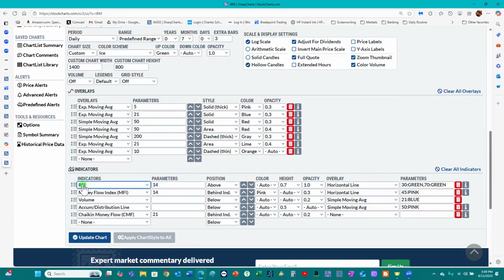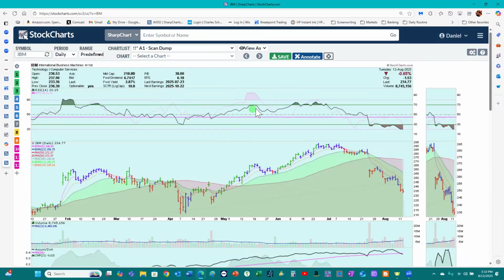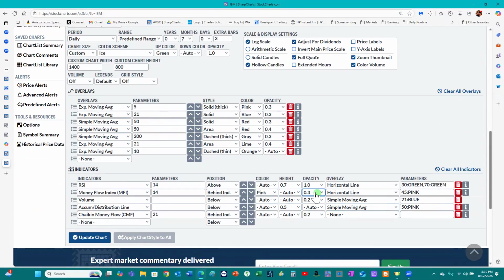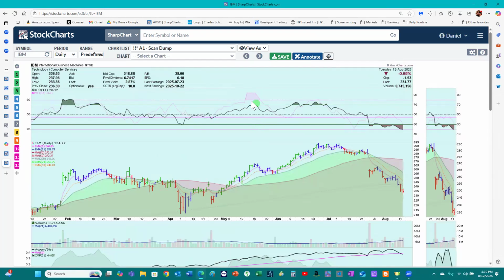Down here under indicators, put in RSI, 14 is the default. So you just leave it like it is. And then money flow, 14 is also the default. I put it behind the other one, so behind indicator. So in that case, the green is the RSI, and the pink is money flow. And I put them on top of each other. And then over here, I can assign colors to them. I can assign opacity, so I want to make this pink a little lighter so it doesn't overwhelm the RSI, and now I can see it in the background.